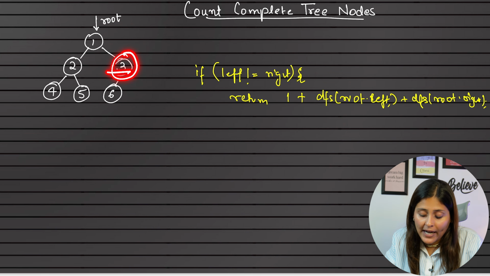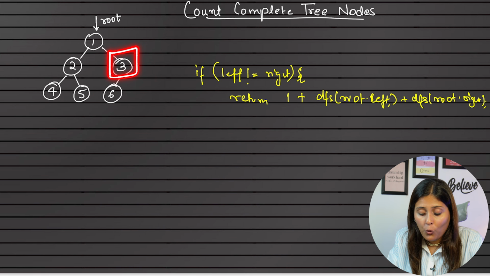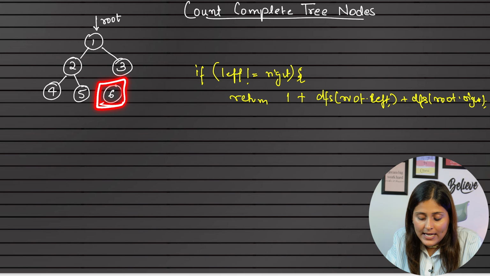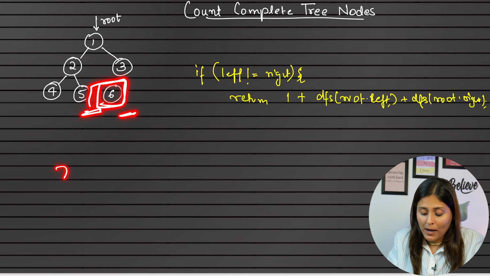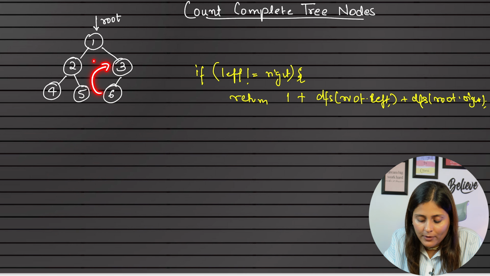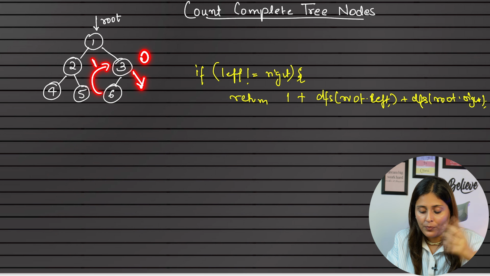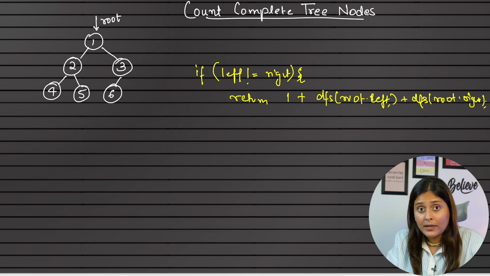From here the left height is 2, but the right height is only 1. Correct, again these are not the same. So again 3 will say 1 plus go towards my left side and go towards my right side. Now for the left side, for 6, what is the left height? 1. What is the right height? 1. It is the same. So 2 power 1 minus 1, which is 1. So it will give 1 from the left side. Now from the right side, as we have nothing, it will return 0. So in total 1 plus left plus right will return 1 plus 1 plus 0, which is 2.